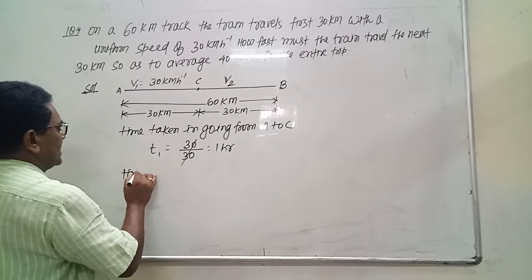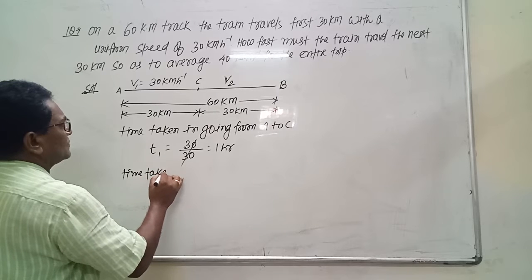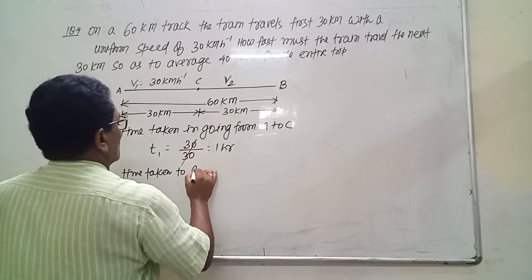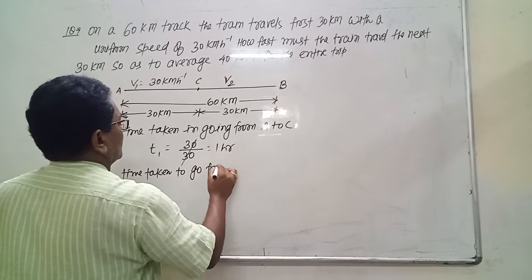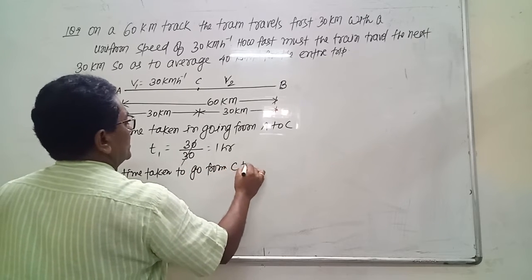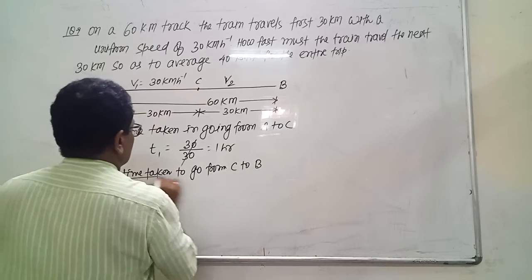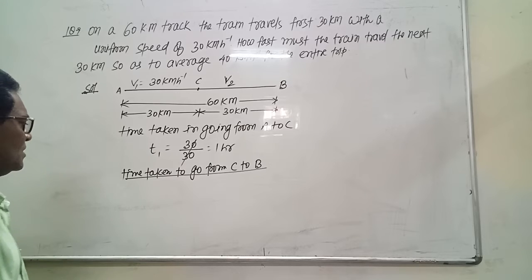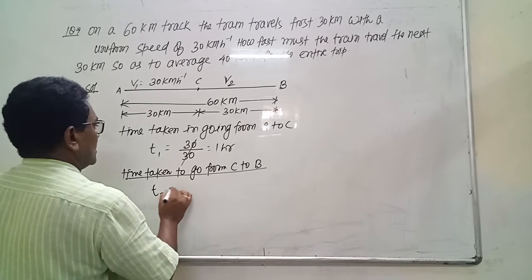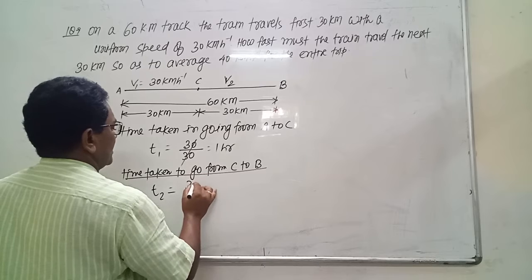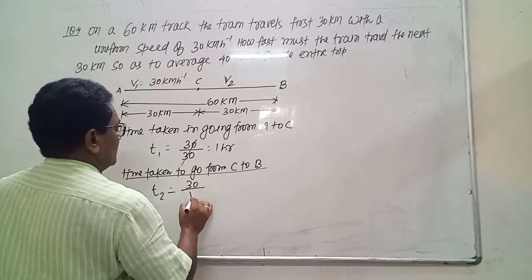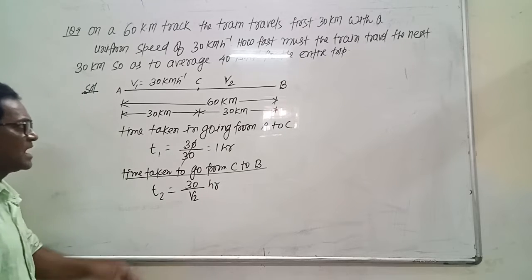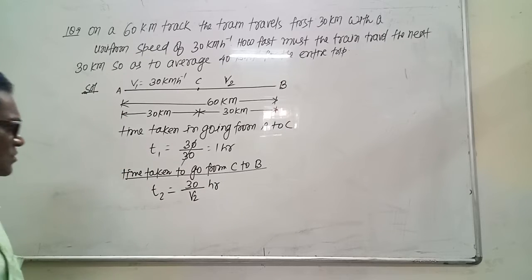Now the time taken to go from C to B. C से B तक जाने में कितना टाइम लगा? So time T2, again distance 30 and the speed V2. So 30 by V2 is the time taken in going from C to B.